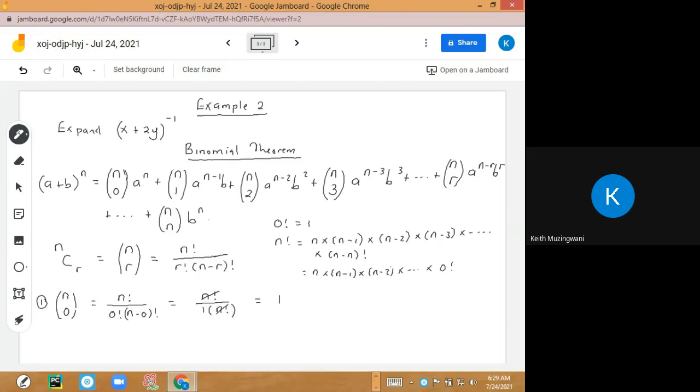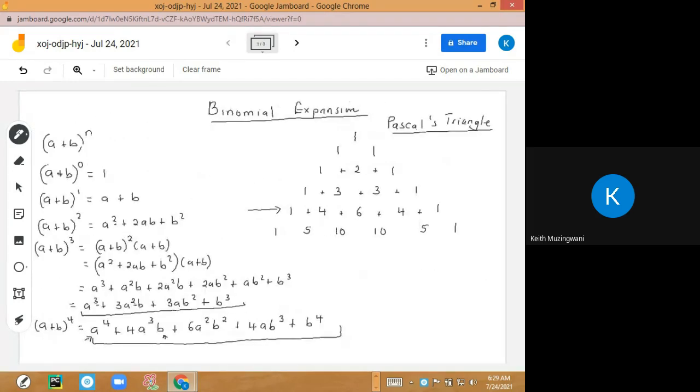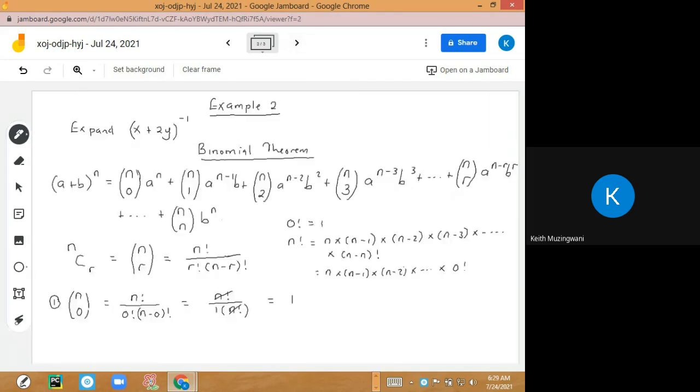Okay? This means that, as the Pascal's triangle guides, the first number will always be 1, the first coefficient. As we can see in this triangle, the first coefficients are 1s. Calculating using the theorem, we've also obtained a 1.